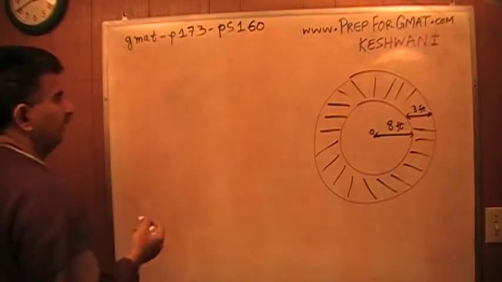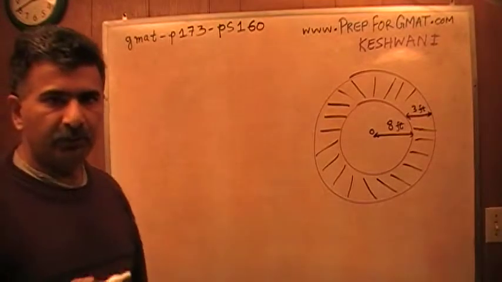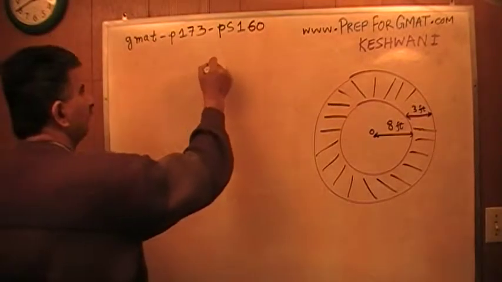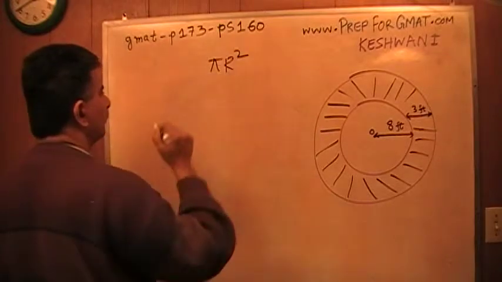The area of the large circle. How does one find the area of a circle? I hope you know the formula. It is pi r squared.